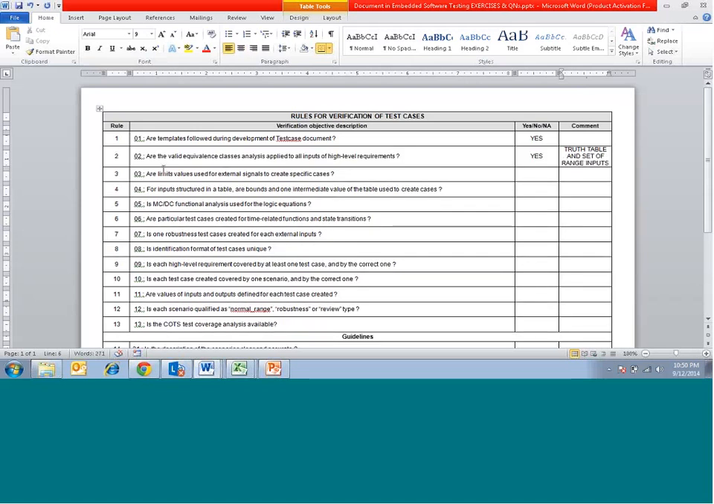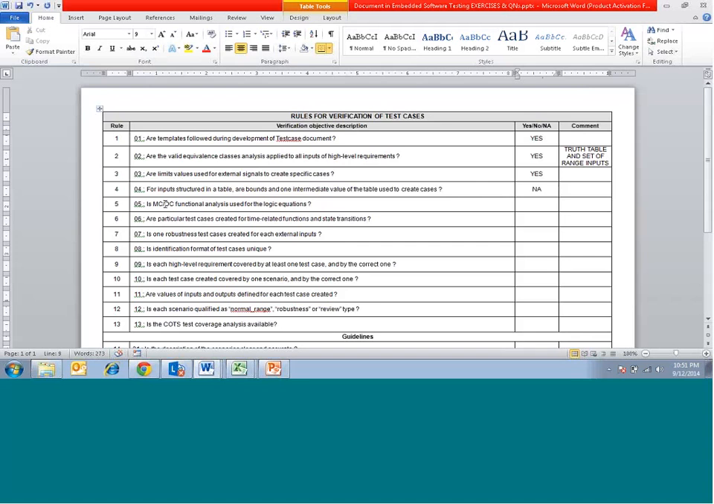Are limit values used for external signals to create specific cases? Here there is no external signal, but CAN is used. So there is a limit in terms of the signals like CRO, the values coming from there we have used. For inputs structured in a table, are bounds and one intermediate value of the table used to create test cases? There is no structured input table, so this is not applicable.